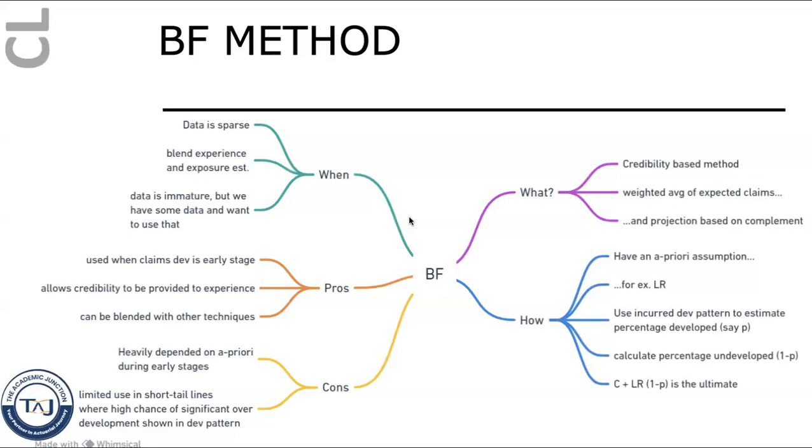Weighted average, or even better than weighted average, I would say credibility weighted average, right? So perfect. If you add credibility as a keyword, you can expect to get full marks there if they ask you what BF method is, right? Credibility weighted average of the chain ladder and expected loss ratio method is the Bornhuetter-Ferguson, right? How do you guys go about doing it? What are the steps behind the Bornhuetter-Ferguson method?